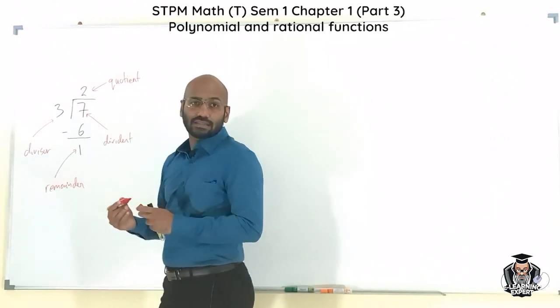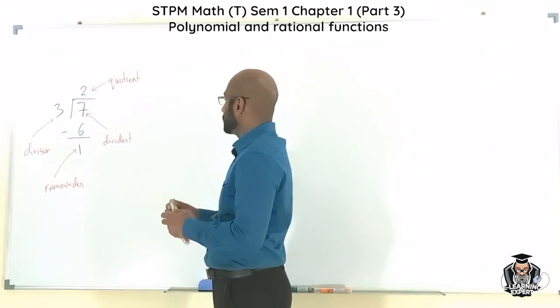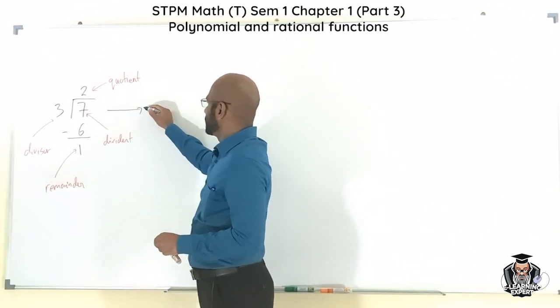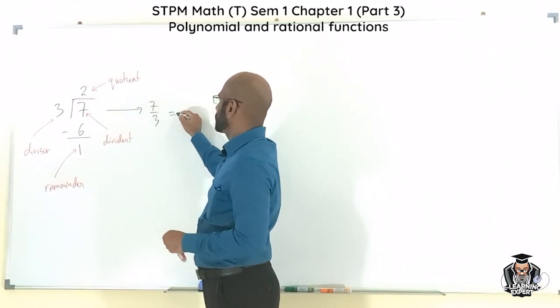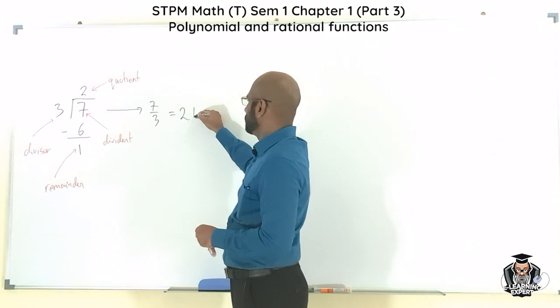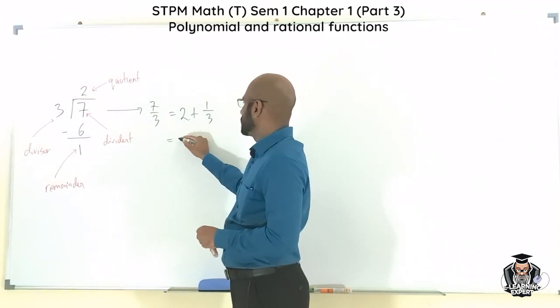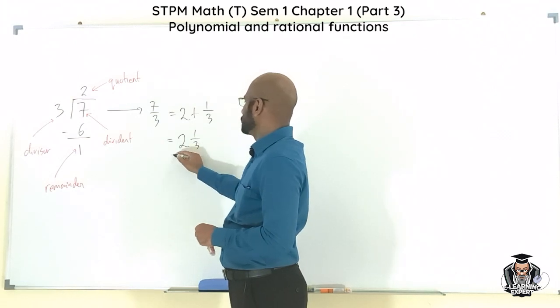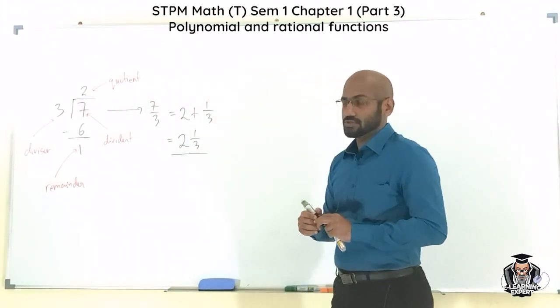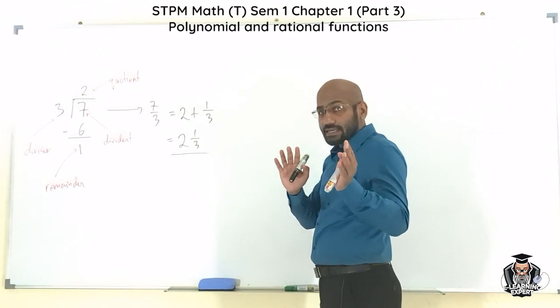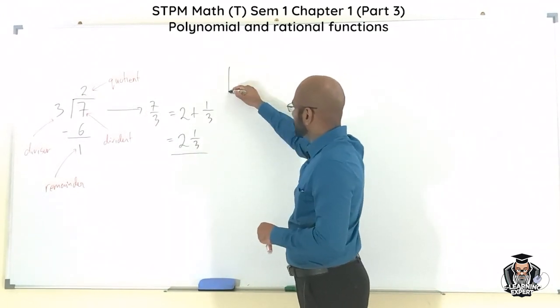So what does this tell us? This says that 7 divided by 3 can be expressed as the quotient plus remainder over divisor, and this can be rewritten as a mixed fraction, 2 1/3. So carrying this forward to algebra.